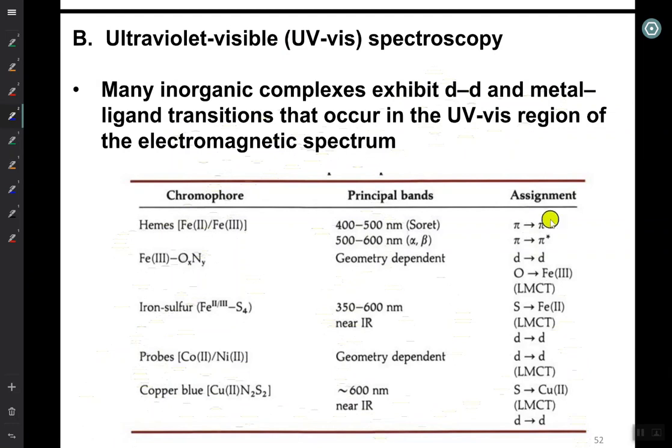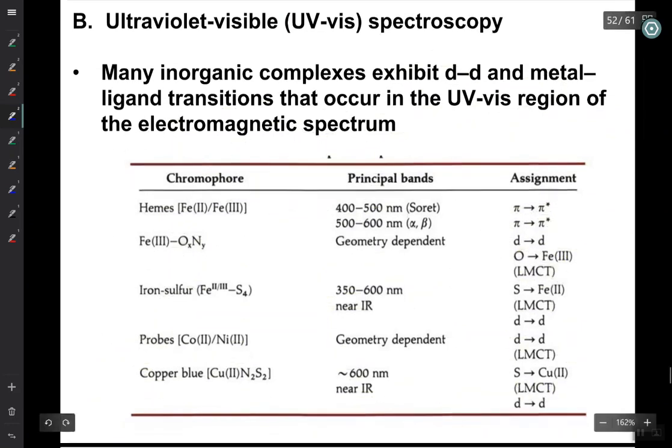So some of them come from the pi to pi star. So for the heme, you've got these very flat aromatic molecules. So you can have the HOMO that's pi. The pi star is where it excites the antibonding orbitals. Some of the transitions are due to excitation within the d manifold, so we call this d-d. Some of them involve transitions of the ligand to the metal, that's LMCT. I guess there are no MLCT examples in this chart here.